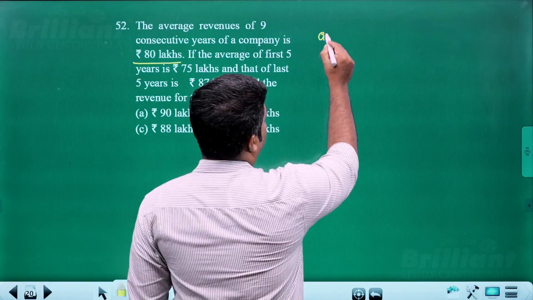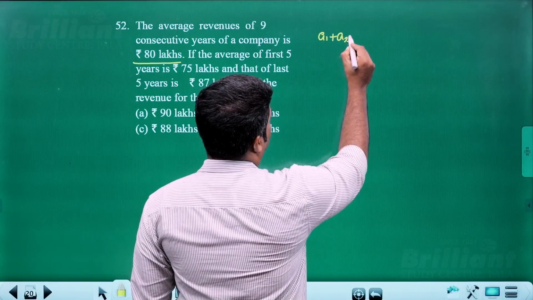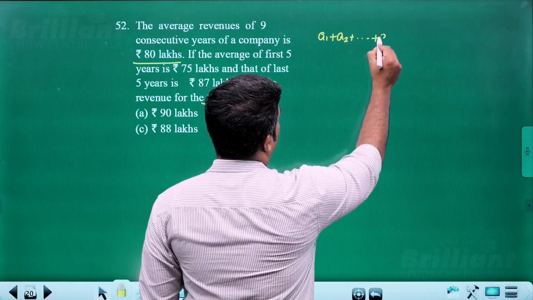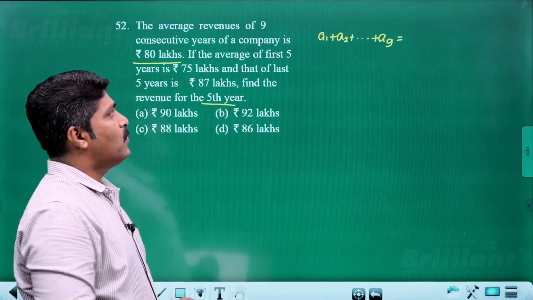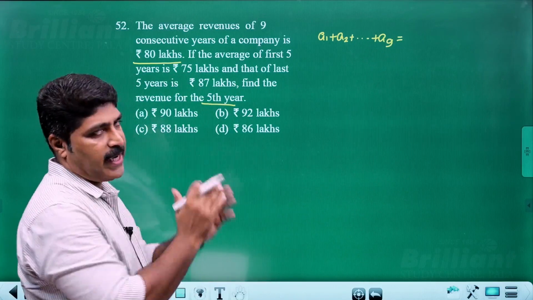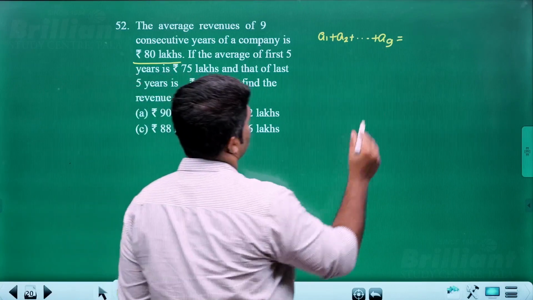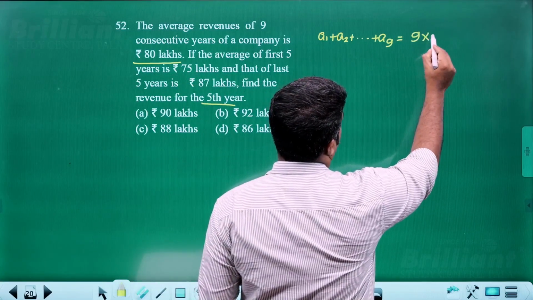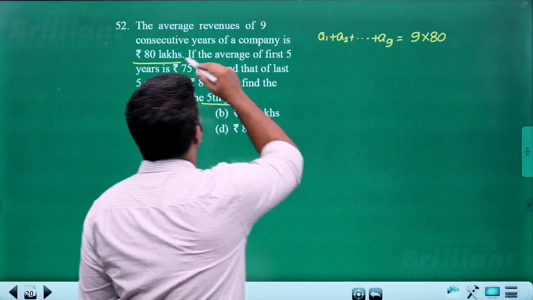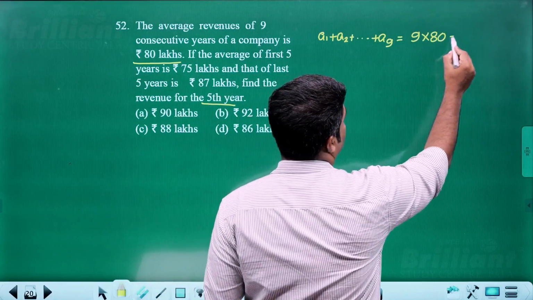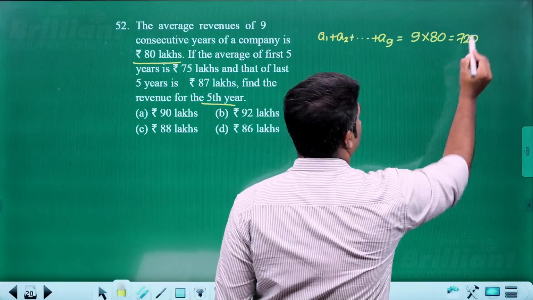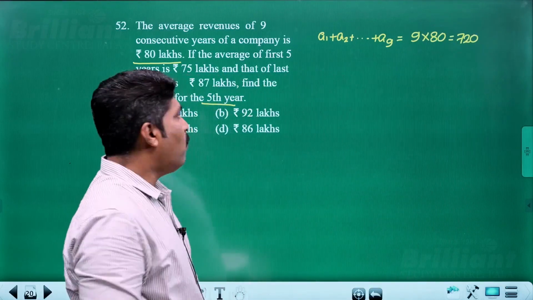All these 9 years observations first we can consider. That is nothing but A1 plus A2 plus etc. up to A9. There are 9 observations. So what is the total sum of this 9 years revenue? That is nothing but 9 into 80. Here this is 80 lakhs. So therefore this total is equal to 720 lakhs. Clear?